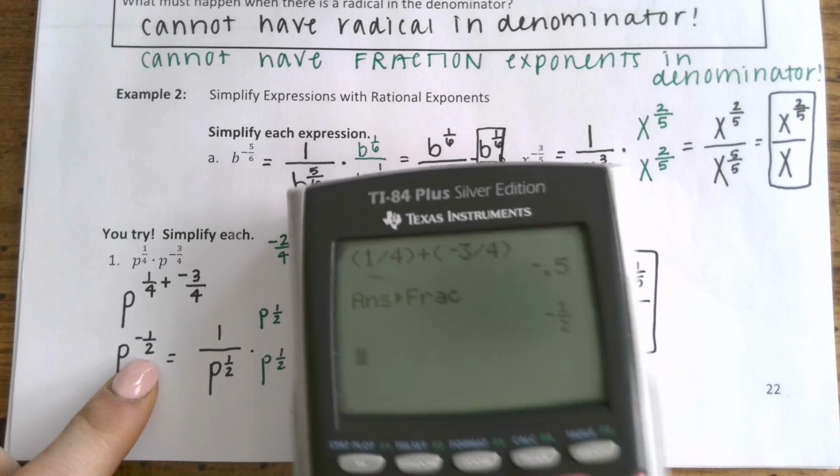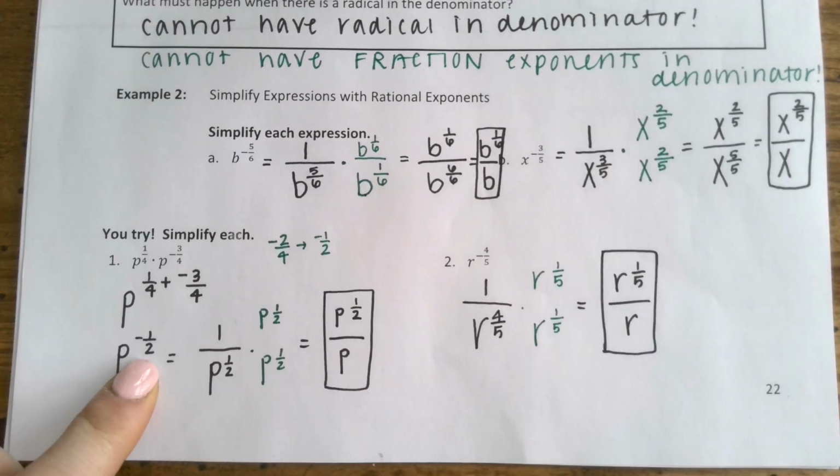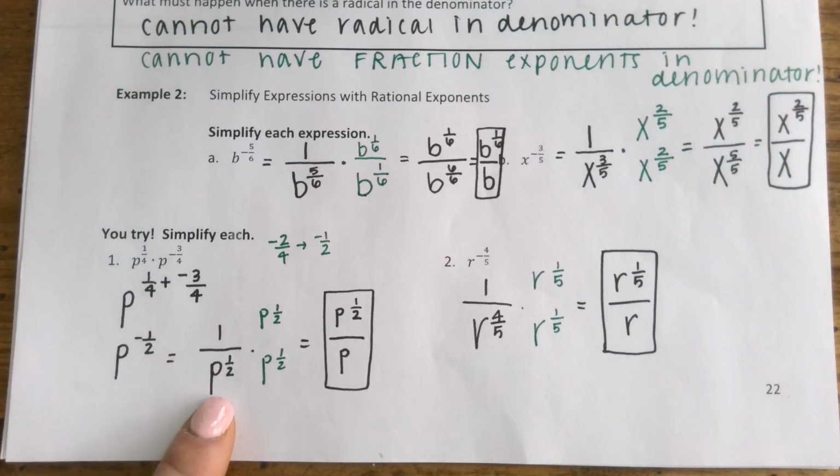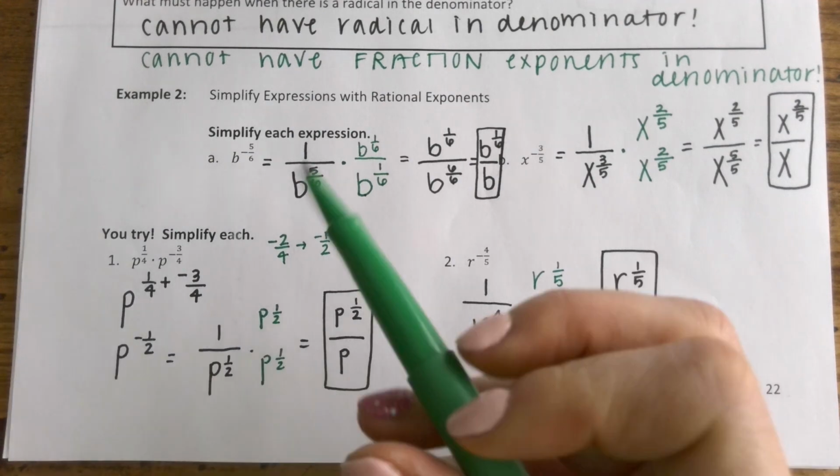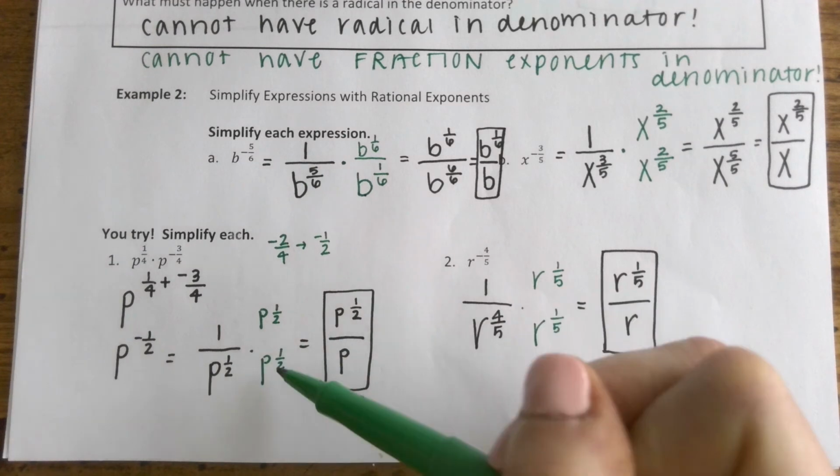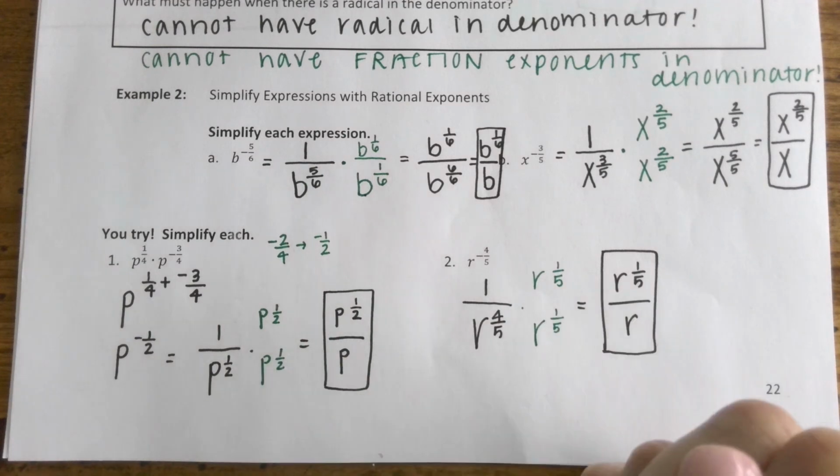Now I can't have that negative exponent, so I moved it to the denominator. Now I can't have that fraction exponent in the denominator, so we multiply by the missing piece to make it whole. This was 1 out of 2, so I only need one more out of 2. And I end up with p to the 1/2 over p.